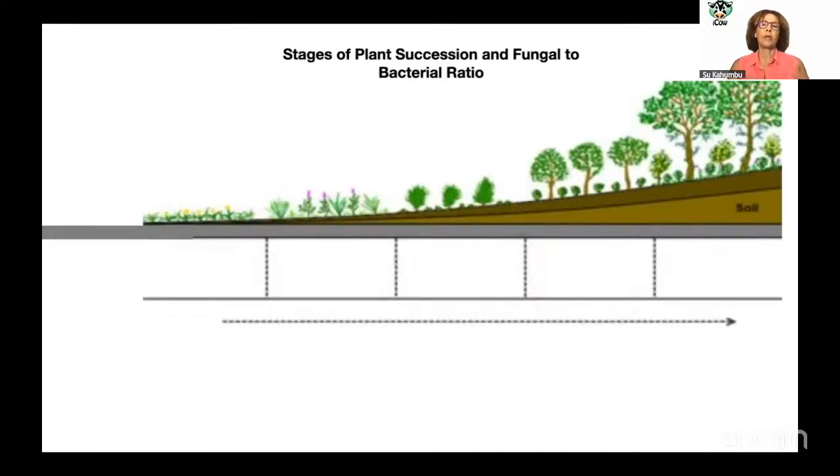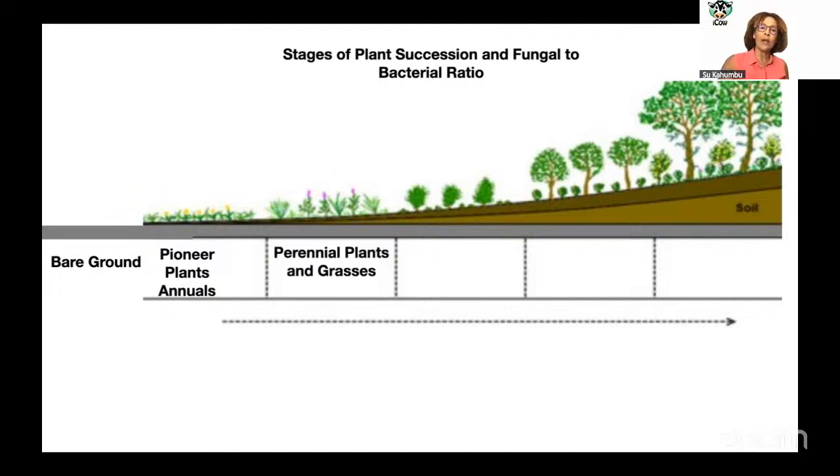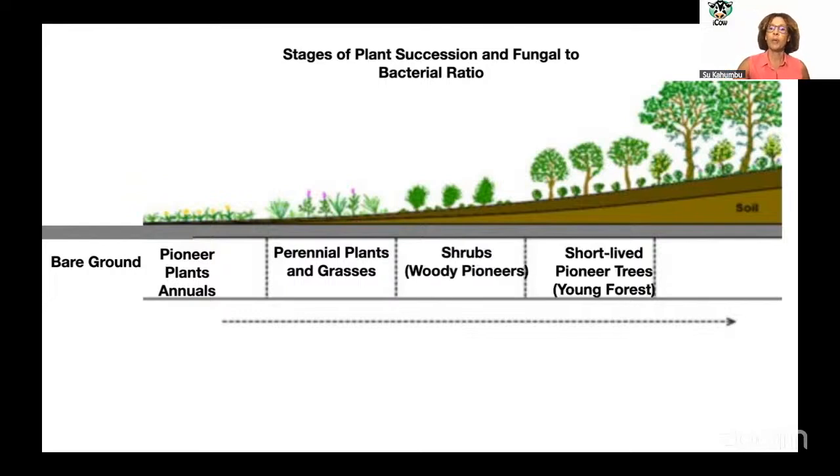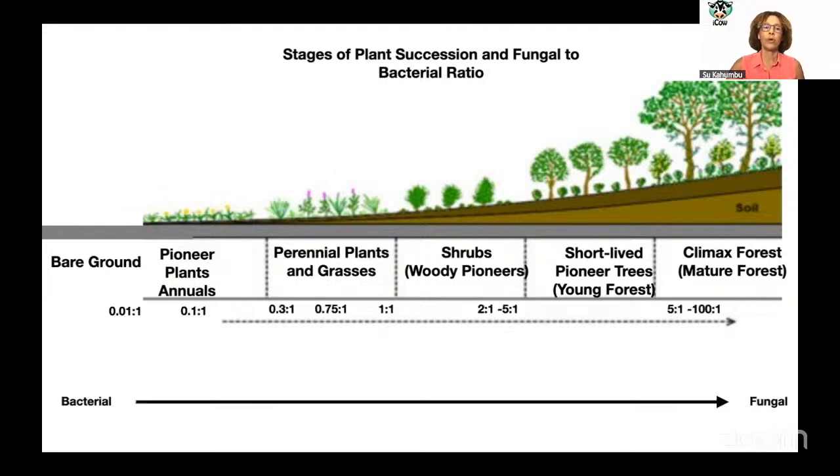So here's a picture, and I'm going to keep overlaying information on it. It talks about the stages of plant succession and the fungal to bacterial ratio. On the one end, we've got bare ground, and then we've got our pioneer plants, our annuals. Those are plants that can grow on an area that doesn't have a lot of soil. And gradually, as we grow more and more soil, we get perennial plants and grasses, we get shrubs, woody pioneers, short-lived pioneers, and eventually the soils and the systems can manage to withhold and grow old-growth forests.